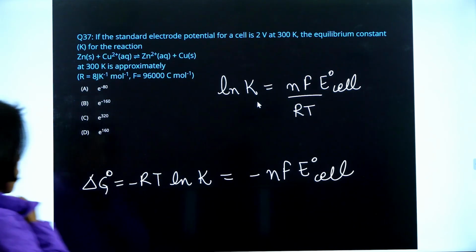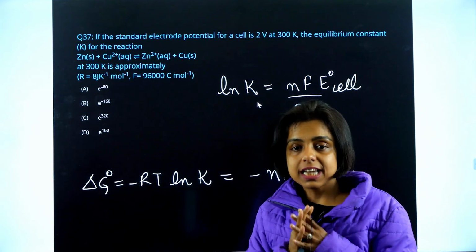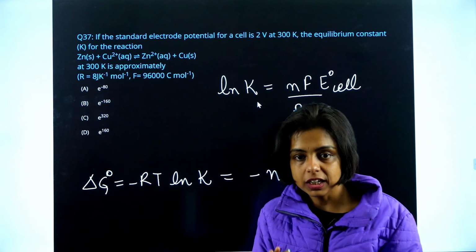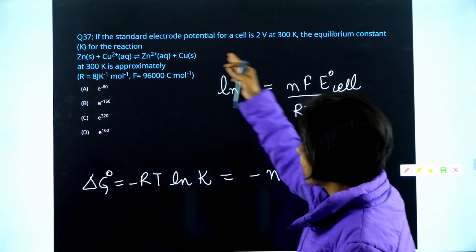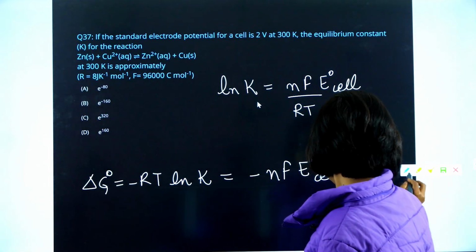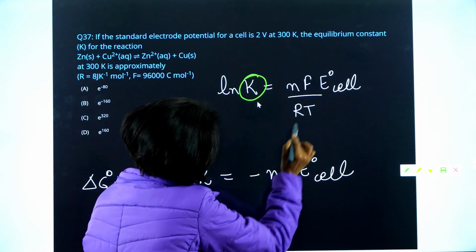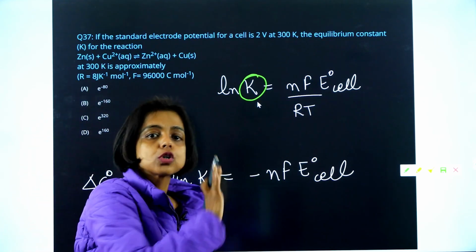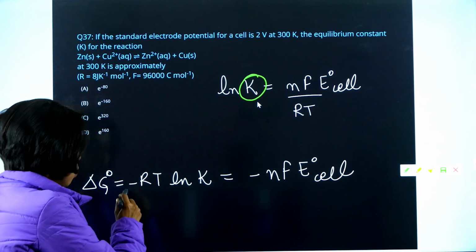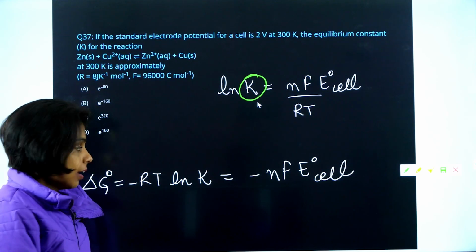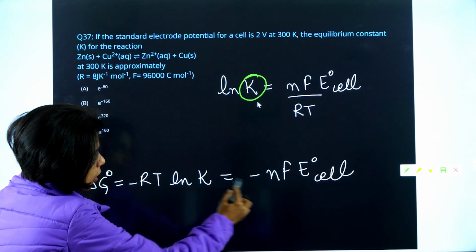Okay, the next question. If the standard electrode potential of the cell is 2V at 300 Kelvin. E naught cell is given to you, right? The equilibrium constant they are asking. So the reaction is given. You can see the reaction here, guys. Now, you know this is the relation between the equilibrium constant K and E naught cell. So we'll be using this relation. Those who don't know where it comes from, I'm sure you all know delta G naught is equal to minus RT ln K, right? And of course, delta G naught is equal to minus nF E naught cell. So you can equate the two and get this relation.